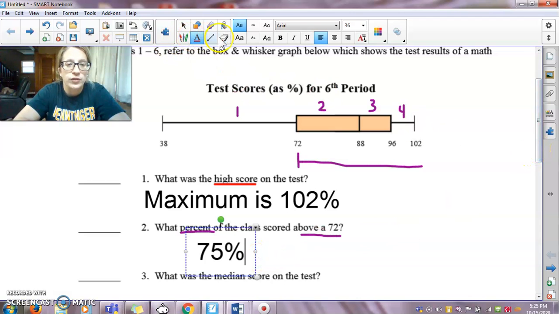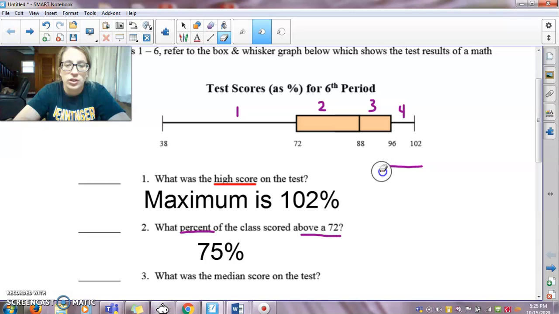And I'm going to remove some of my marks here, just that way we can continue marking it up later. But I am going to keep the sections 1, 2, 3, and 4 up there to remind ourselves where all of our pieces are that represent 25% of the data.